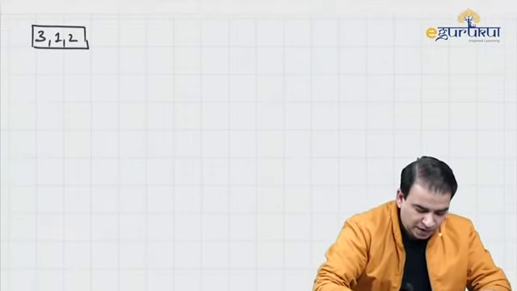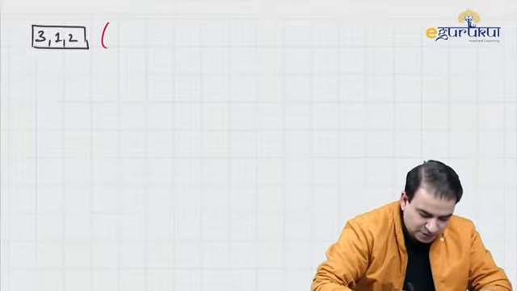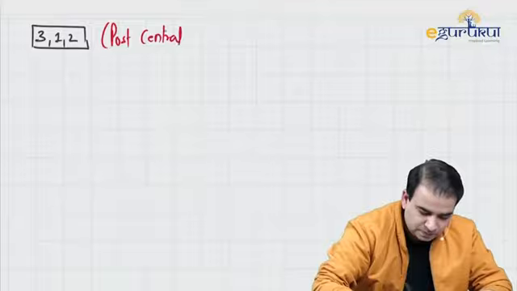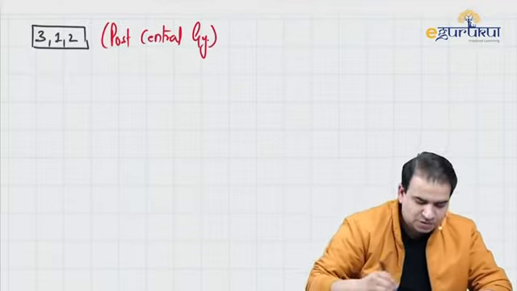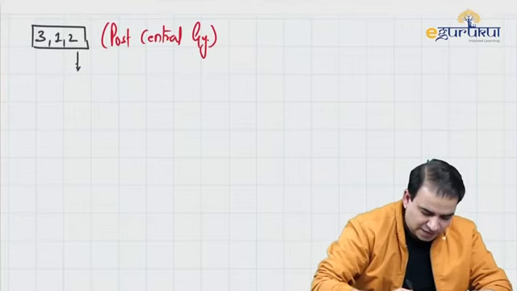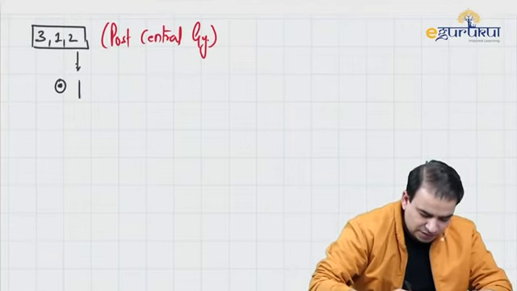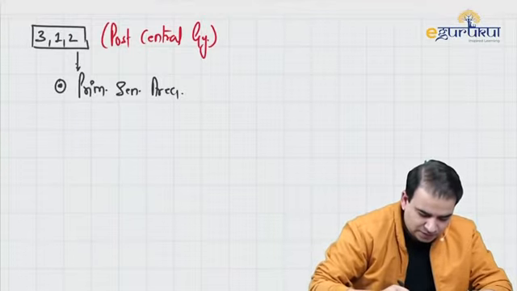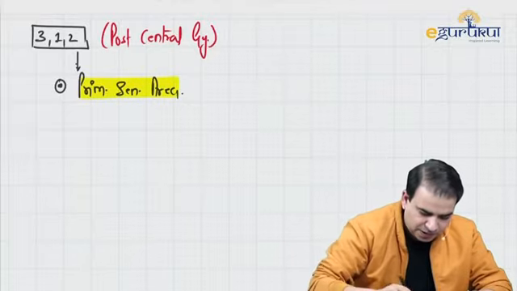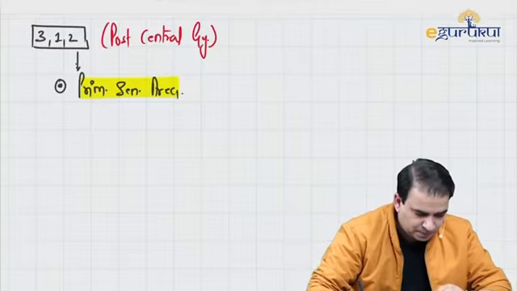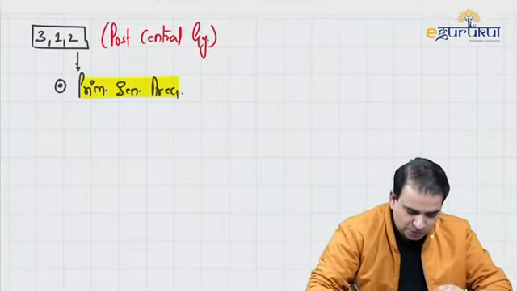So 3, 1 and 2. What is the location of 3, 1 and 2? This is present in the post-central gyrus. It is present in the post-central gyrus, isn't it? And this area number 3, 1 and 2 present in post-central gyrus, the function is this is actually the primary sensory area or primary sensory cortex.